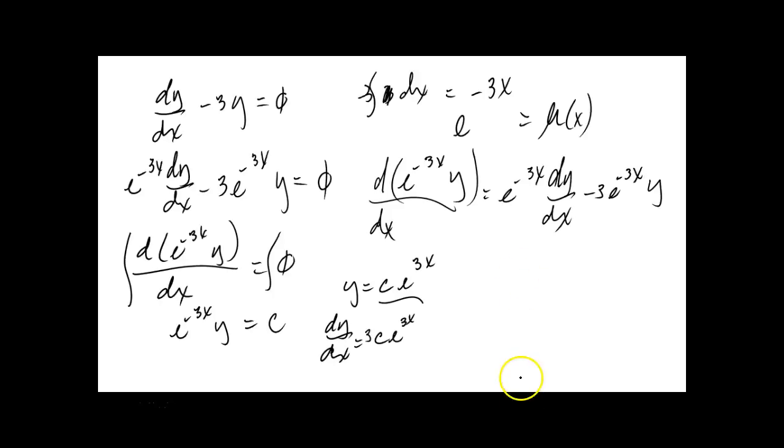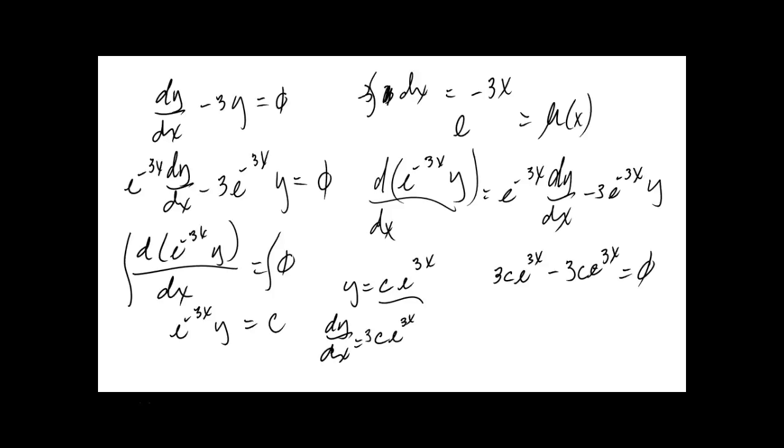So let's do dy/dx, which is 3c e to the 3x, minus 3 times y, which is c e to the 3x. Guess what? Sure enough, that's equal to 0. So that is a solution. It's a family of solutions. You choose any c you want to. It's still a solution, and we've just shown it is indeed true.